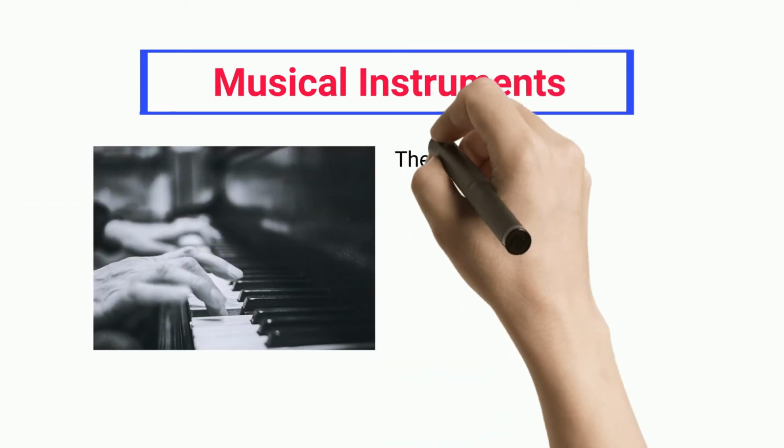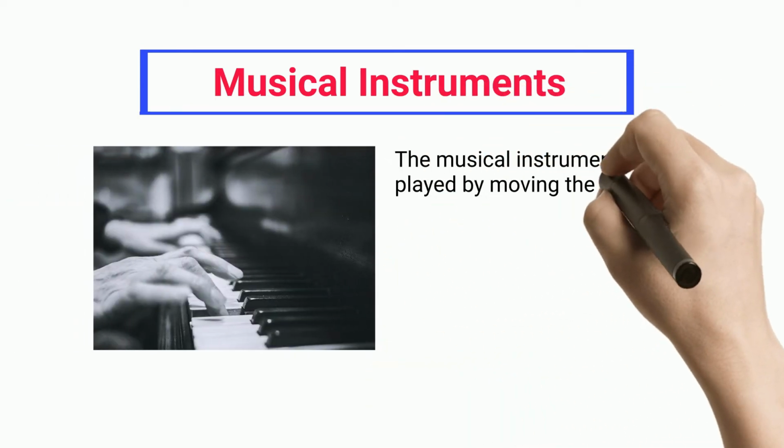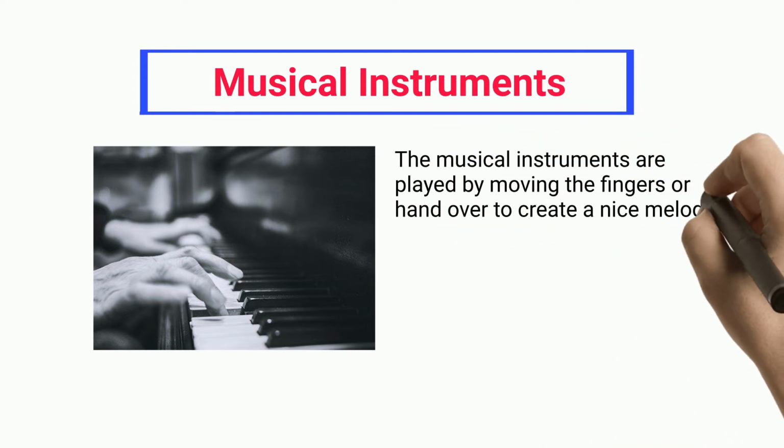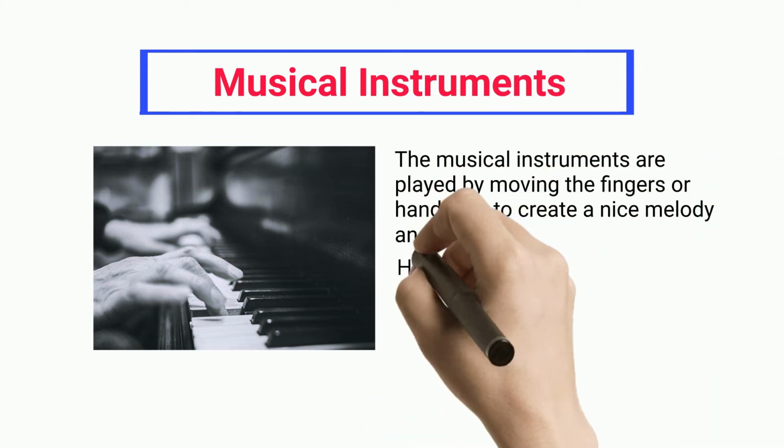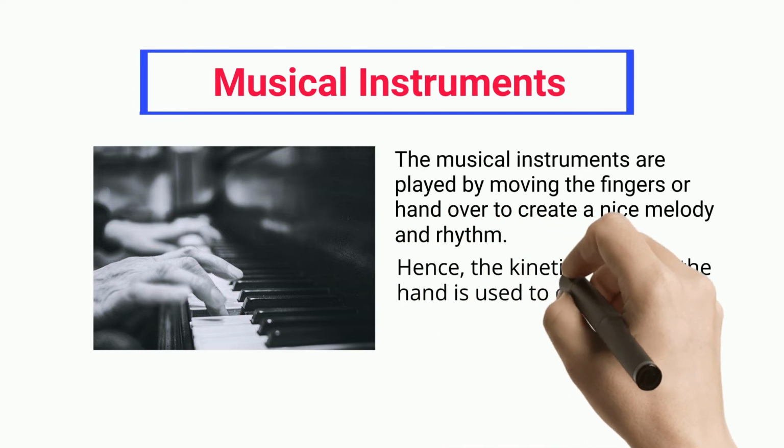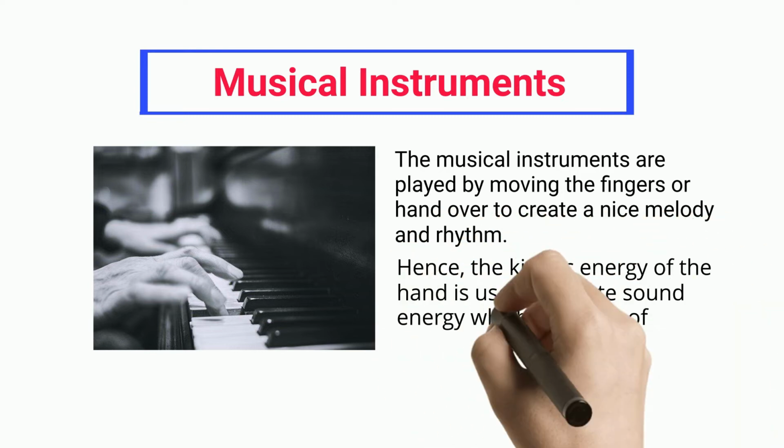Musical instruments. The musical instruments are played by moving the fingers or hand over them to create a nice melody and rhythm. Hence, the kinetic energy of the hand is used to create sound energy, which is a form of radiant energy.